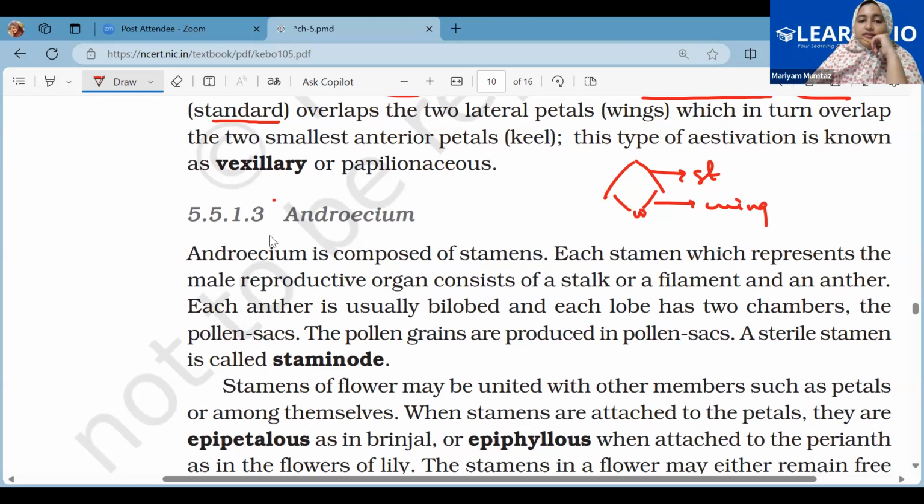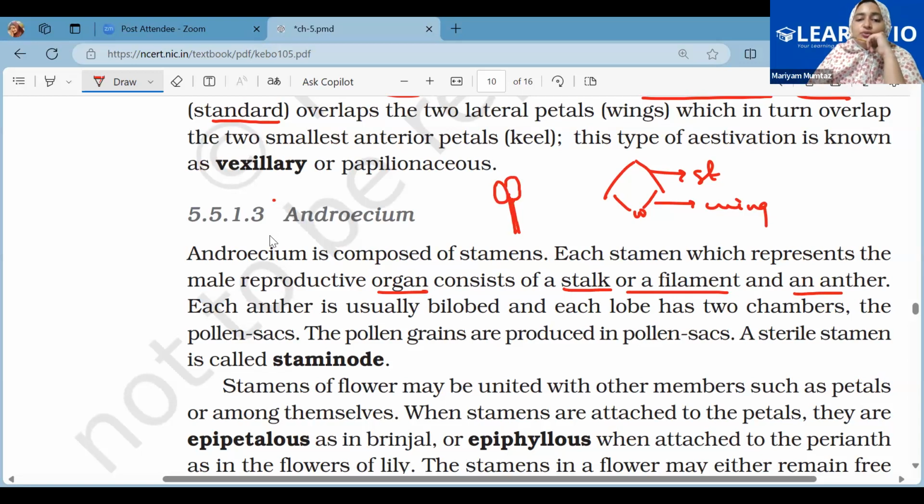Each stamen represents the male reproductive organ, and one stamen consists of a stalk or filament and an anther. So two parts are there. There is a structure that is bilobed like this, which is the anther. And from the anther, there is a long stick-like structure called the filament or stalk.